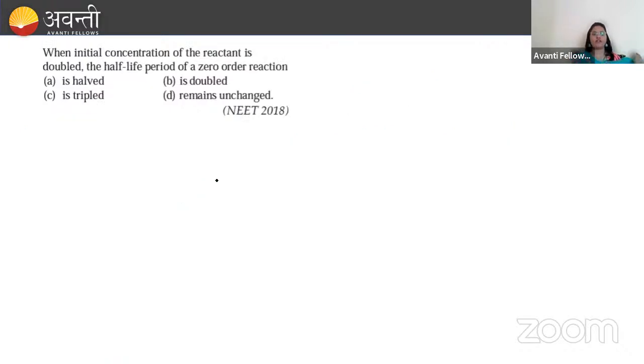When initial concentration of reactant is doubled, so here the initial concentration is doubled. Half-life period for zero order reaction is... What is the formula for half-life period of zero order reaction? T half for zero order reaction is equal to initial concentration of a reactant molecule divided by 2 into rate constant. Initial concentration of reactant is doubled, so whatever the initial concentration was, it has been doubled. What will happen to the T half?